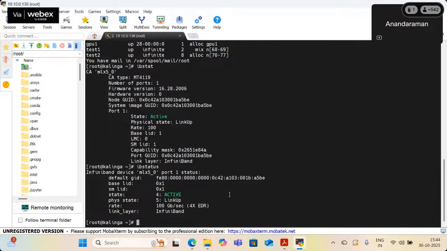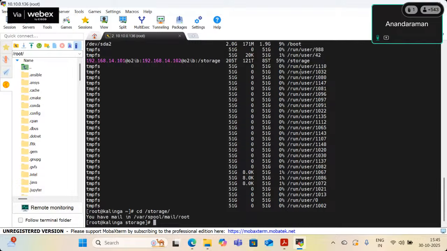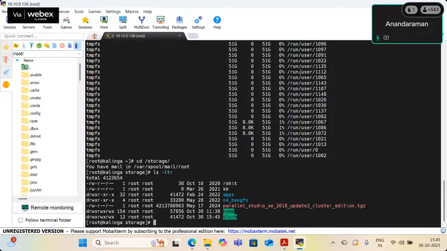Okay. And then about storage, we have the Lustre file system. This is the file system storage, and this is mounted.